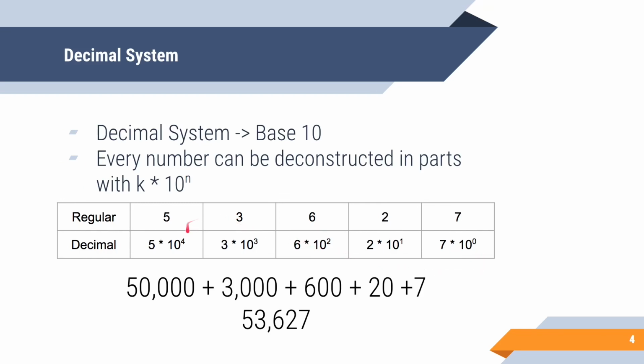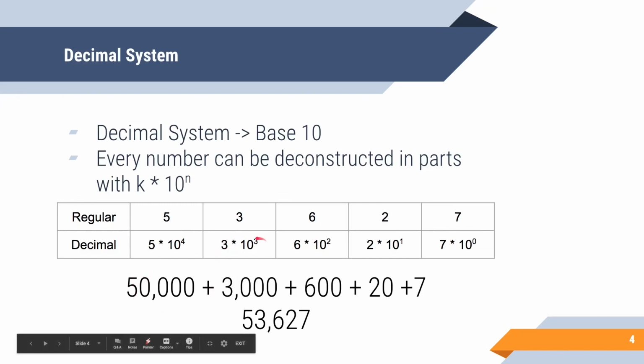So we add all these numbers together. 5 times 10 to the power of 4, 50,000. 3 times 10 to the power of 3, 3,000. 6 times 10 to the power of 2, 600. 2 times 10 to the power of 1, 20. 7 times 10 to the power of 0, 7. And then we get 53,627.